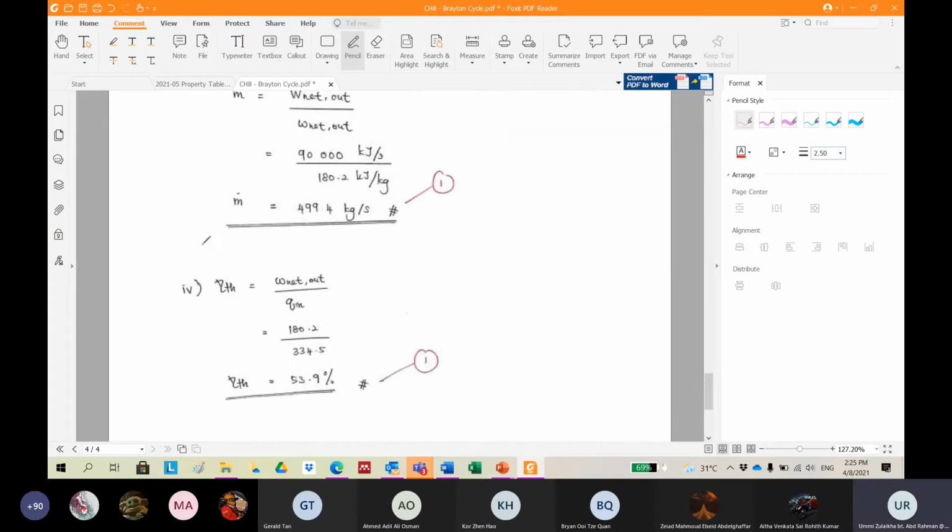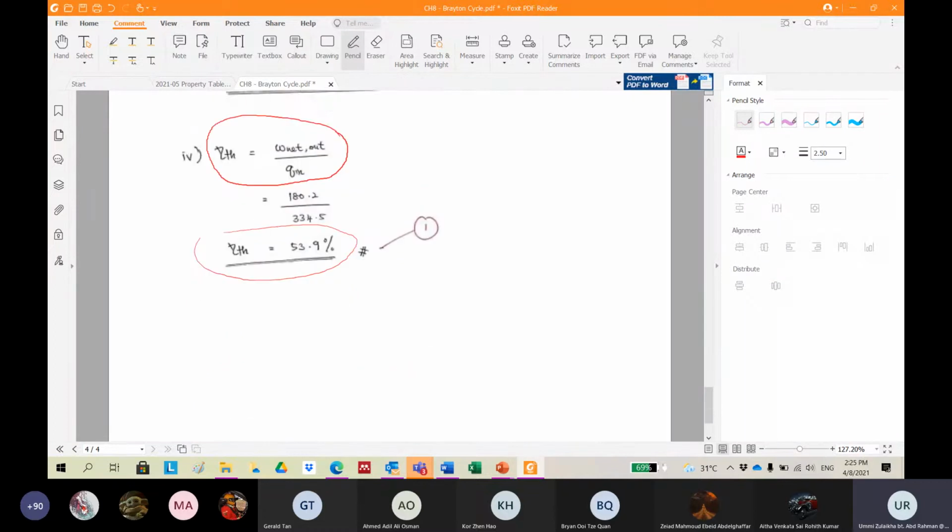Finally you are required to find what is the thermal efficiency. Then this formula again, the thermal efficiency formula is the same for all engine cycles in this chapter: Otto, Diesel, and Brayton. So you just substitute everything, you get this thermal efficiency.